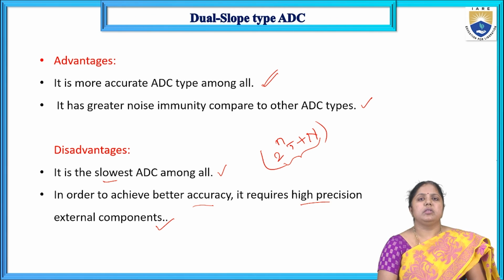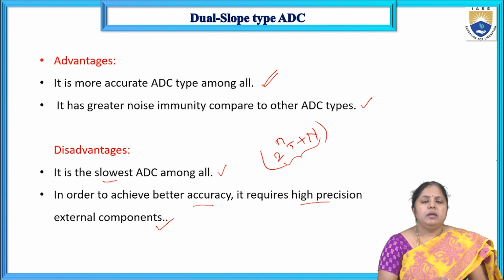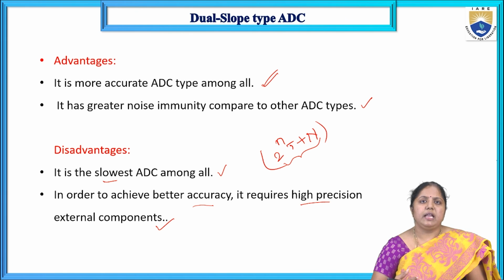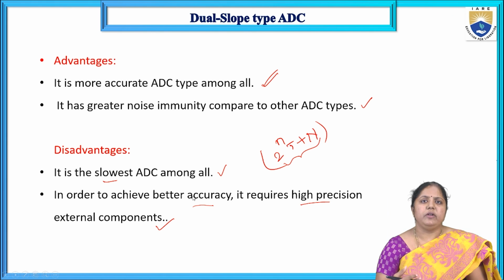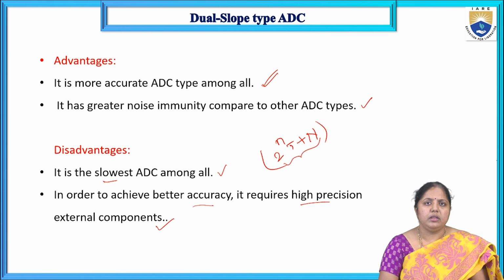Now with this concept, the total ADC classification: direct type, and in this session we have seen the indirect type. In this indirect type, the charge balancing type of ADC and the dual slope type of ADC, about these things we have discussed. So till now your analog to digital converter portion is over, right? So I think it's clear. If you have any doubts, please ask me in the next coming session.